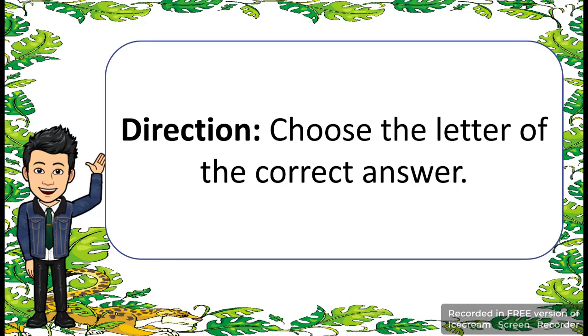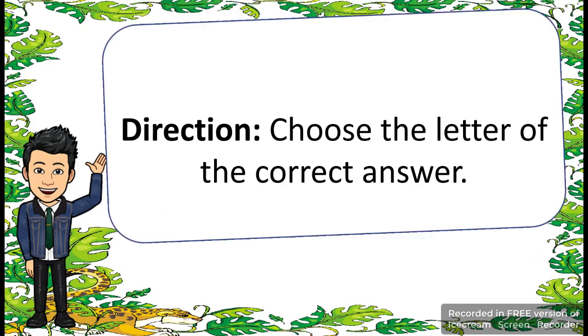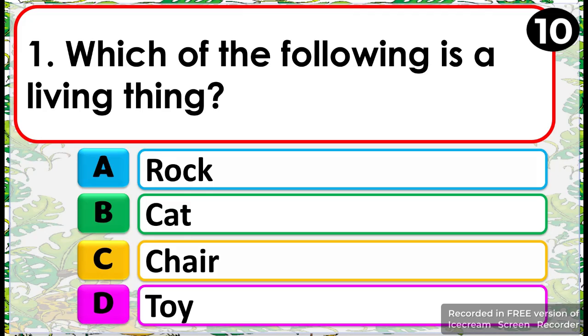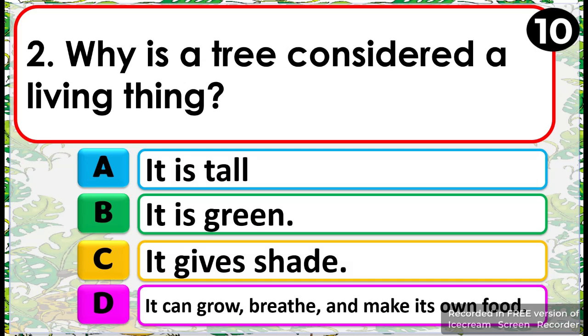For your last activity, direction: choose the letter of the correct answer. Number 1. Which of the following is a living thing? A. Rock, B. Cat, C. Chair, D. Toy. Number 2. Why is a tree considered a living thing? A. It is tall. B. It is green. C. It gives shade. D. It can grow, breathe, and make its own food.